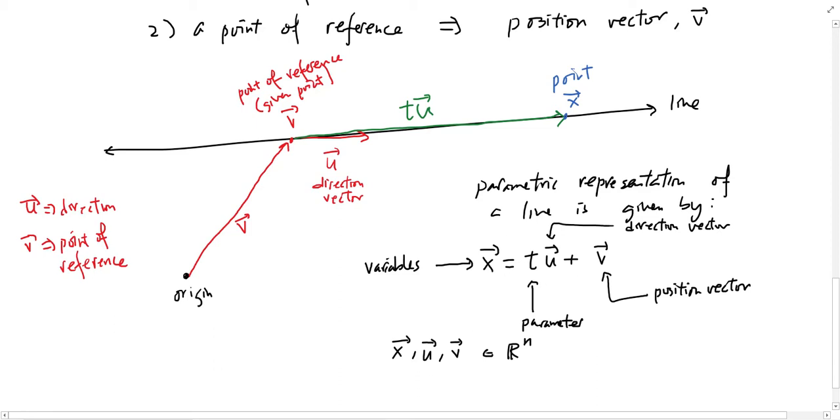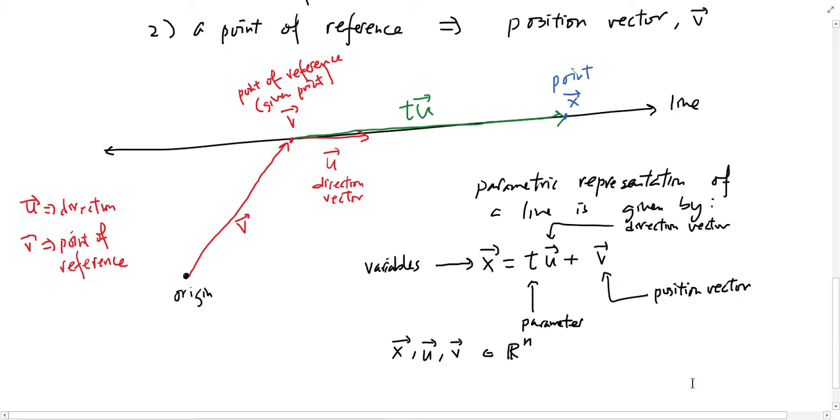And if all these three vectors x, u, and v are all in R12, then this parametric representation represents a line in R12. So notice that no matter what dimension you are in, the parametric representation actually stays the same. The only thing that changes the dimension of this parametric representation is what the vectors involve. And x, u, and v, they all have to be in the same dimension for this to work.